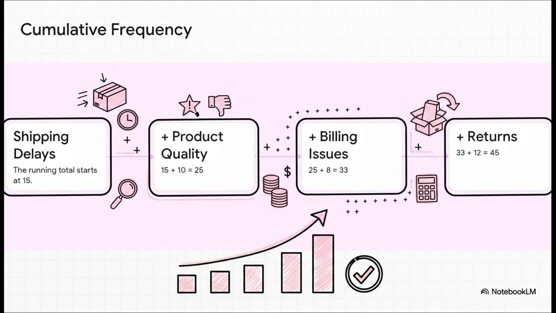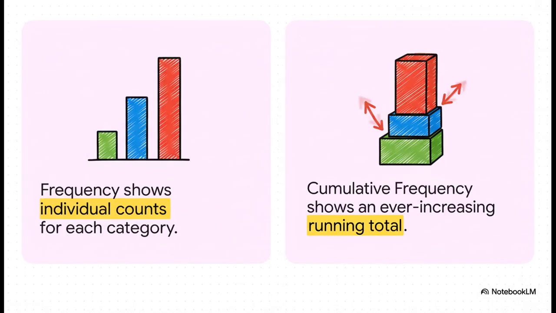So watch this. We start with the first category, shipping delays. That's 15. Now we add the next one. 15 plus the 10 for product quality gets us to 25. Then we add the 8 for billing issues, bringing us to 33. And finally, we add the 12 for returns, and we land at our grand total of 45 complaints. See, we're just adding as we go. So what's the point? Well, a simple frequency just shows you the count for each category by itself. But cumulative frequency shows you the total up to that point. It's a snowball rolling down a hill. It only gets bigger. It gives you a sense of how the total is building up.